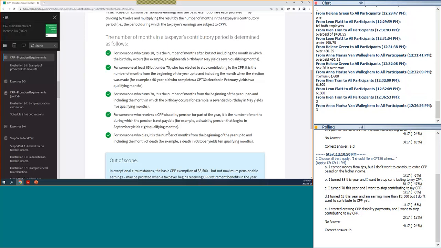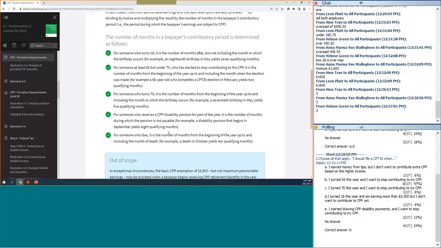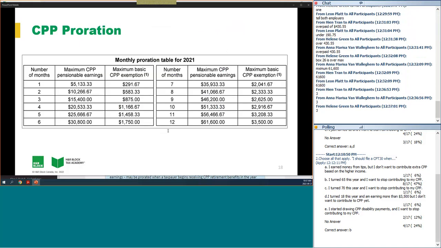We don't count September, October, November, December. I count on my fingers. It's perfectly fine. 3. Excellent. If it's 3 months, and I go back to my chart, what will their maximum pensionable earnings be?